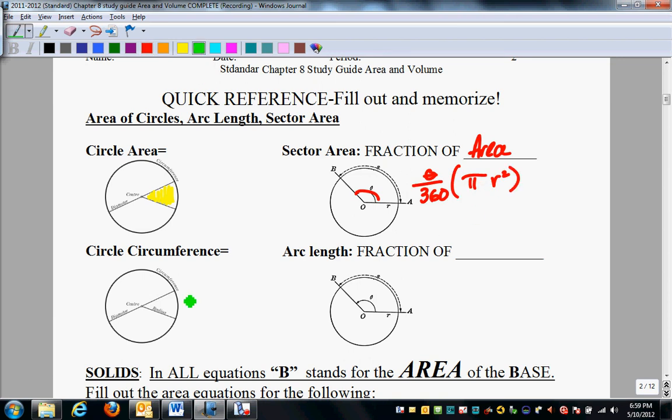A circumference length, which is just a piece of the circumference, is a fraction of the circumference. And to get that, it is theta over 360 times d pi. That would be arc length and sector area.